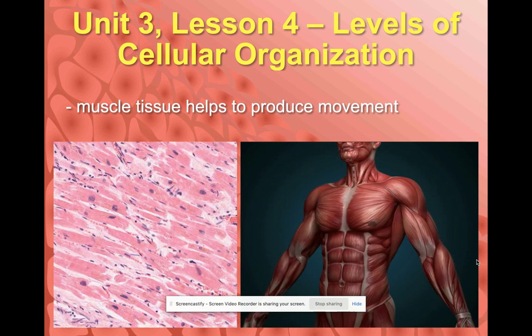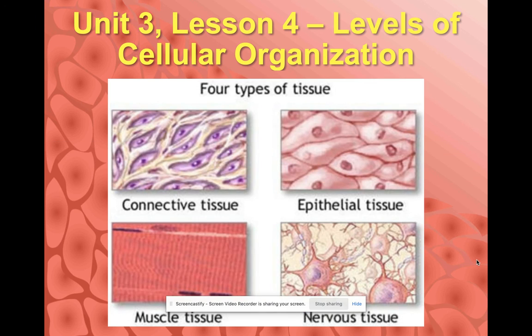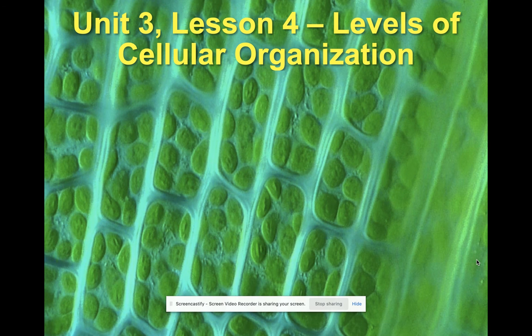Then there's muscle tissue. Obviously, that allows us to move. Okay, and you can see the tissue on the left, a close-up. All right, so again, here are the 4 types of tissue: connective, epithelial, muscle, and nervous. All right, we are going to stop there for today.